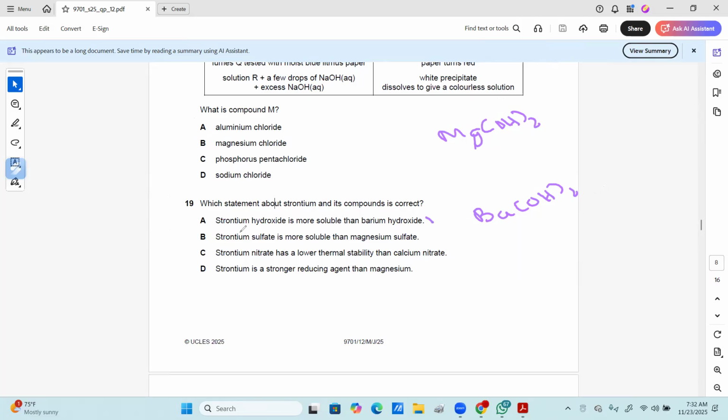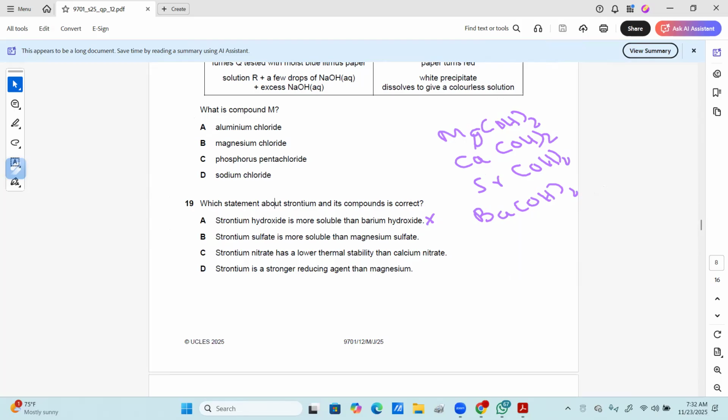So strontium hydroxide is more soluble. That is wrong. Barium hydroxide is more soluble than strontium hydroxide, as barium is below strontium. When you go down the group only, the solubility increases.